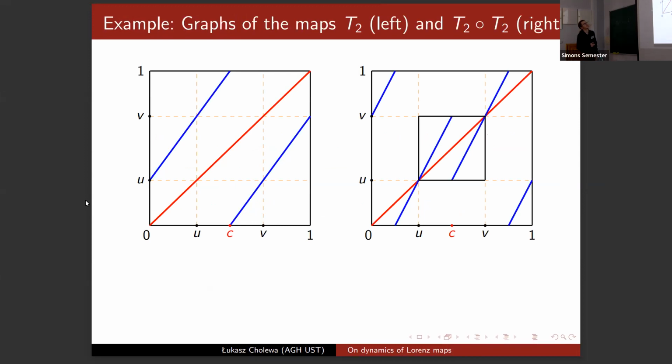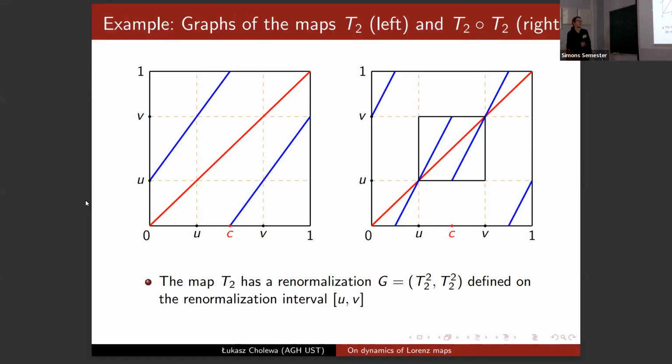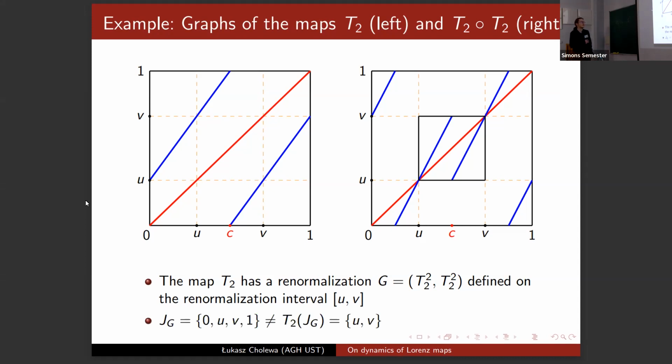So here we have a graph of this map T2 and the graph of its composition with itself. So we can observe that on this interval UV we also have a renormalization. And now observe that the only points that never fall into the interior of this interval are 0, U, V, and 1. But 0 and 1 don't belong to the image of set JG.